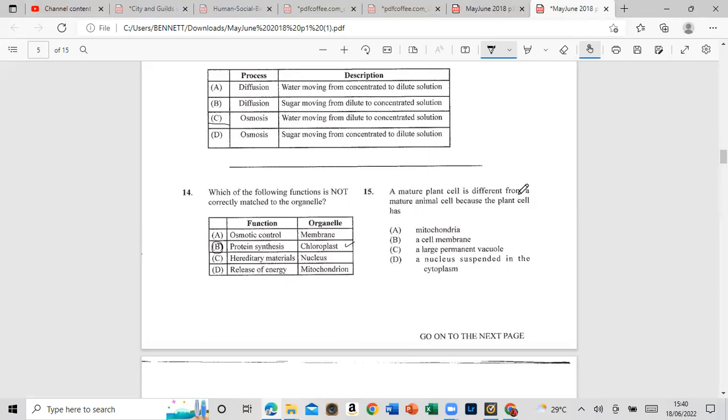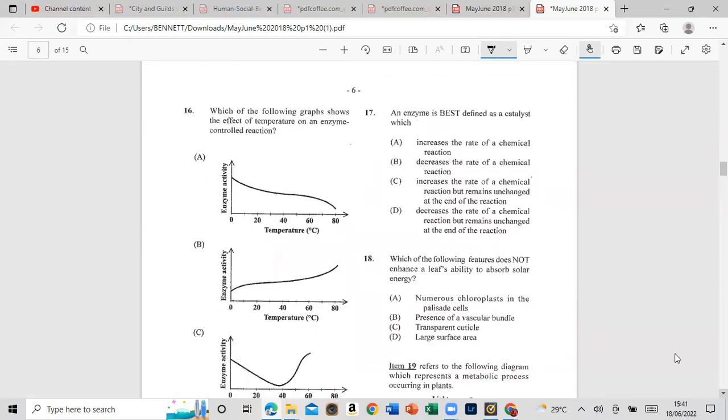A mature plant cell is different from a mature animal cell because the plant cell has, is it the mitochondria? No, the plant cell doesn't have the mitochondria. The animal cell doesn't have. A cell membrane? No. A large permanent vacuole? That's the plant cell here. Yeah. So, in the last one, say a nucleus suspended in the cytoplasm. All right, so I'm going to go with C for number 15. All right, let's move on to 16.